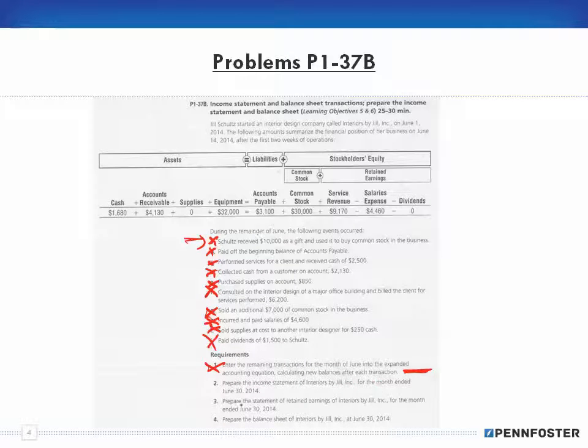So for number 1, we're complete, and now it says prepare the income statement for the month ended June 30th, 2014. When we're creating our financial statements, we create our income statement first, and the reason why is because we need to know. I'm going to stay on this slide and write this in.